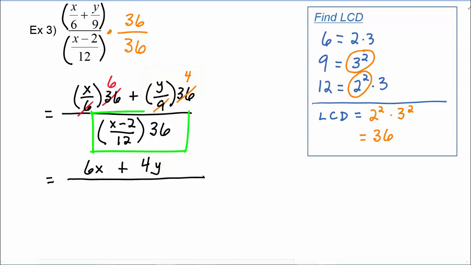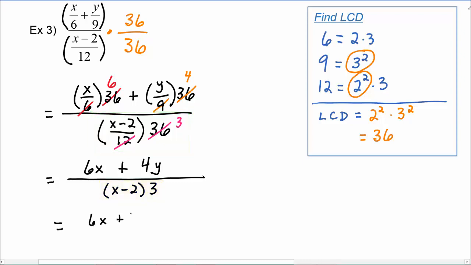In the denominator, 12 and 36 have a common factor of 12, so we'll cancel the 12 into the 36 3 times, and we'll be taking the x minus 2 times the 3. So finally we get 6x plus 4y divided by 3x minus 6 when we expand that out.